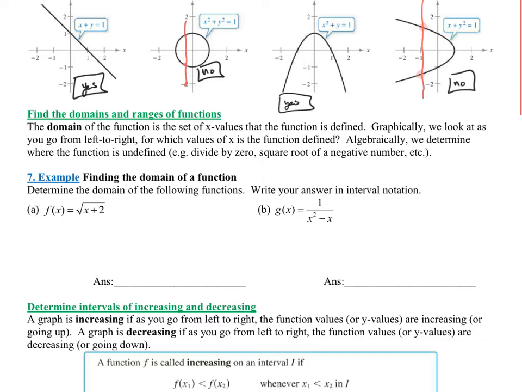And then another natural restriction that we have is with fractions. With fractions, you can't divide by 0, so the bottom can never be 0.